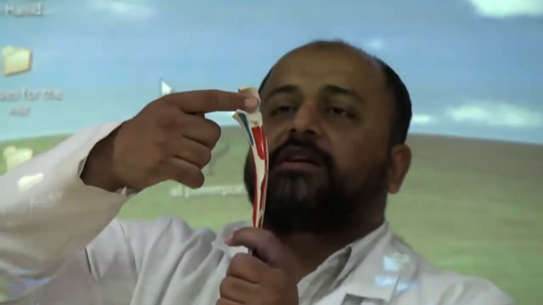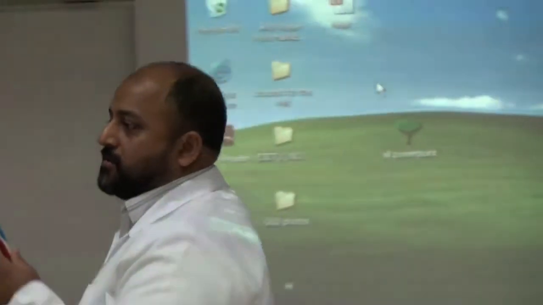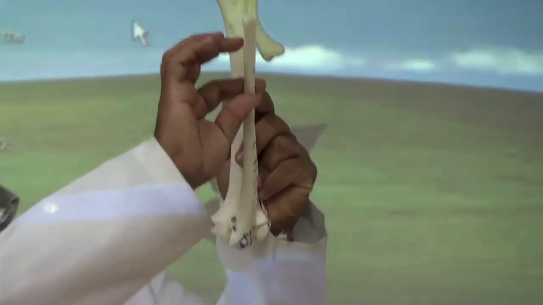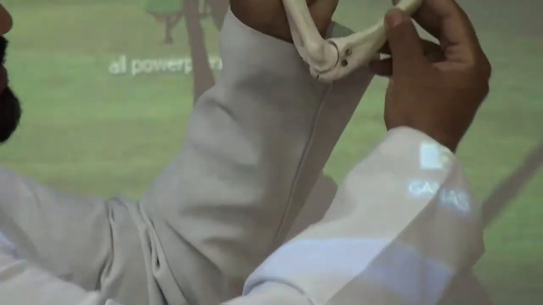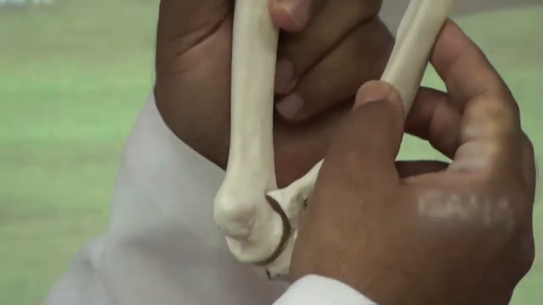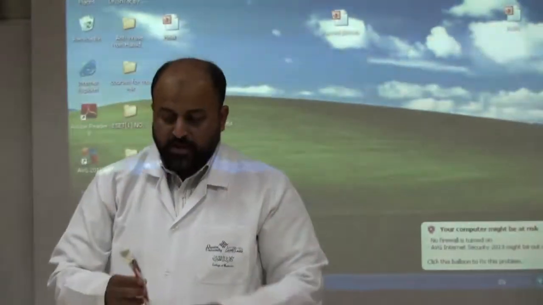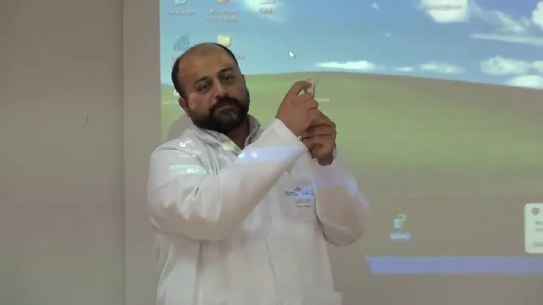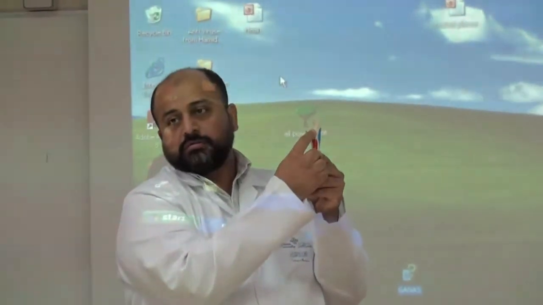If we come anterior to the trochlear notch, there is a projection anteriorly called the coronoid process. In full flexion, this coronoid process will fit into the coronoid fossa of the humerus. Clear? Just like this.